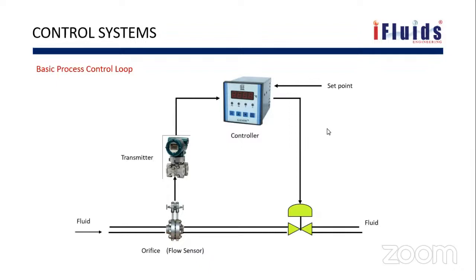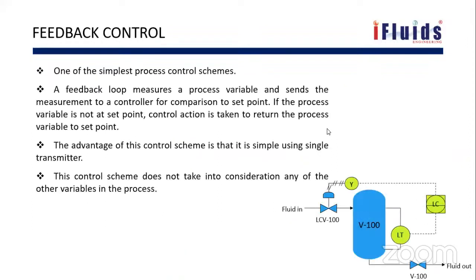And as a designer, we should be able to design the process plant with adequate controlling systems. So for that, we need to understand how different types of controllers work and which controller suits our process. Okay, so this is very important. So first, we'll start with feedback control because this is the simplest process control scheme which is available.